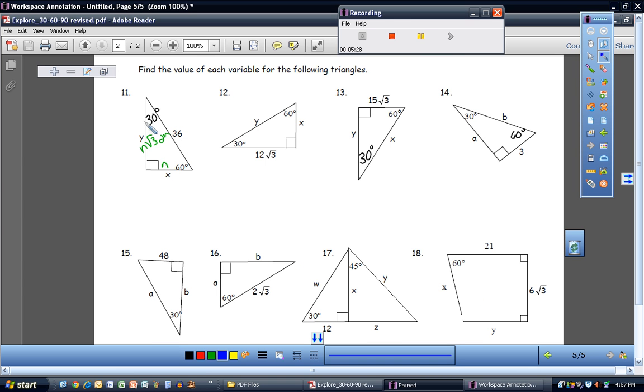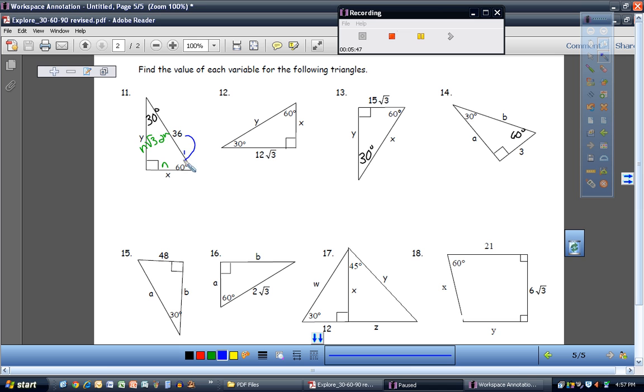For examples 11 through 14, I've already labeled the missing sides, and in this example, I labeled your sides n, 2n, and n squared of 3. In this example, I need to find the length of my short leg. Well, I have my hypotenuse, and to get from my hypotenuse to my short leg, I divide by 2, so this would be 18. Now it's not so difficult to find the length of the long leg because I just take the short leg and multiply by the square root of 3. So that would be 18 square root of 3.